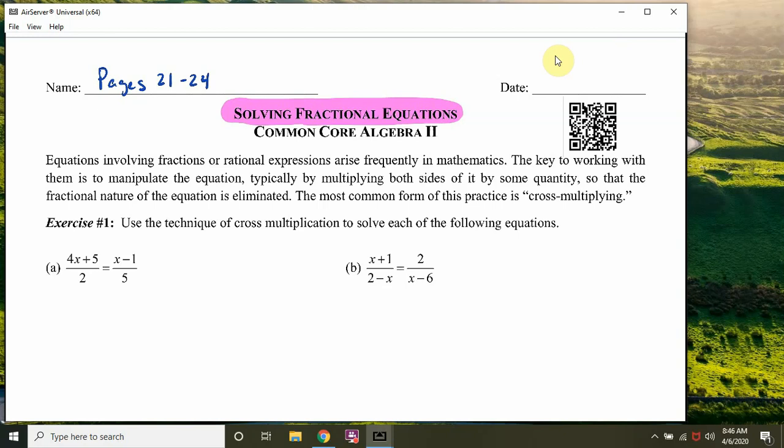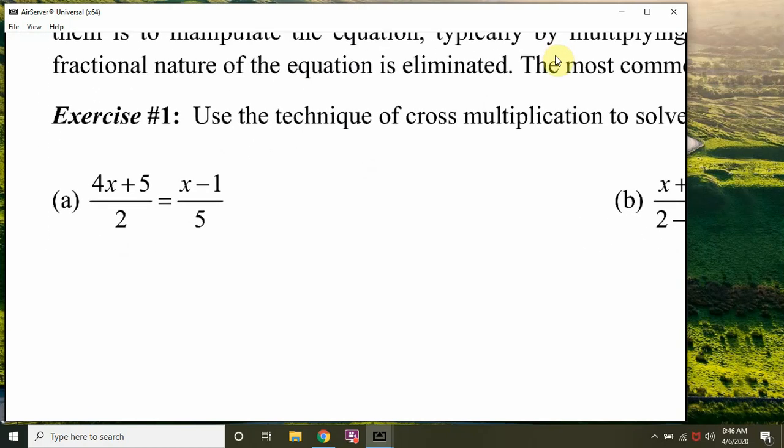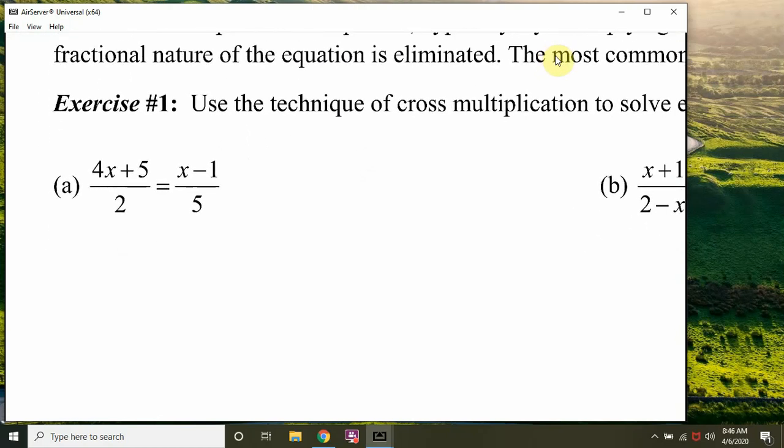So in the first example, we'll see some cross multiplying problems, where we take the top of one fraction, multiply by the bottom of the other fraction, and we can set the two sides equal. In part A here, we have (4x plus 5) over 2 equals (x minus 1) over 5. So, cross multiplying, I'm going to write 5 times (4x plus 5) equals 2 times (x minus 1). Okay, let's distribute.